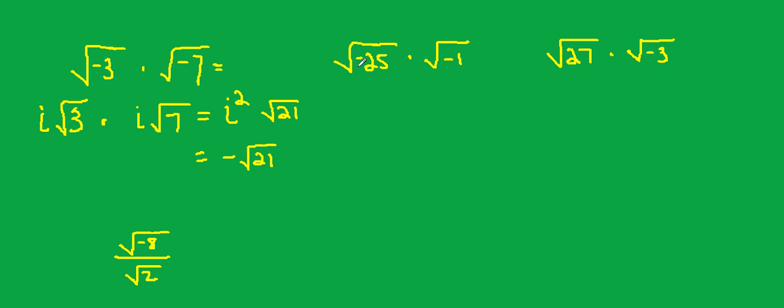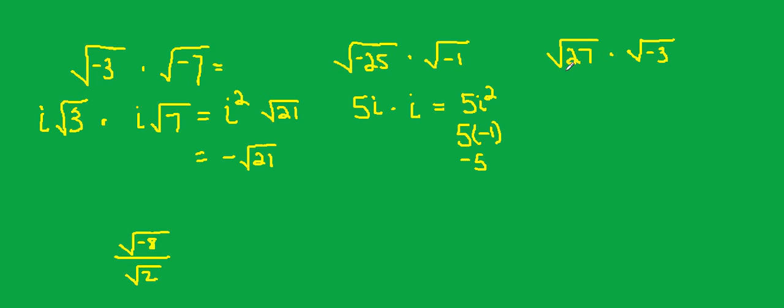The second one here is going to evaluate to be 5i times the square root of negative 1, which is just i. So 5i times i equals 5i squared. i squared we know is negative 1, so 5 times negative 1 is negative 5. Lovely.